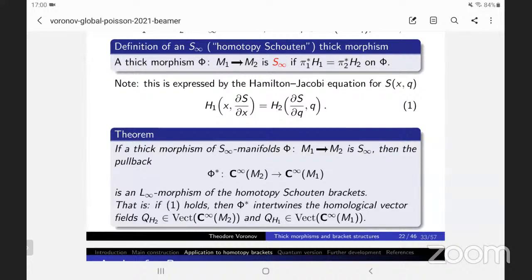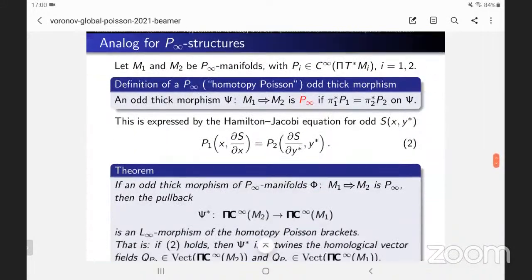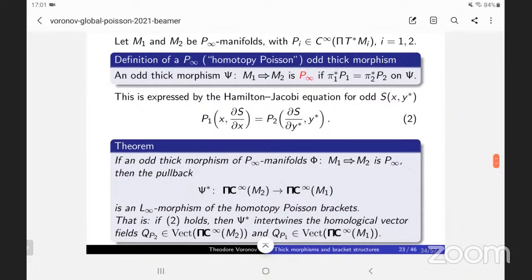So we have a regular way of obtaining infinity mappings between homotopy Poisson brackets. Here we consider a bosonic case. We have an S infinity structure, and in this case the homological vector fields live on the spaces of functions themselves, without changing parity. And there is an analog of P infinity structures, for which we need a different type of thick morphism, an odd thick morphism. The definition goes about the same, the Hamilton-Jacobi equation defining P infinity is the same, and the statement is the same. So these two things work in parallel.